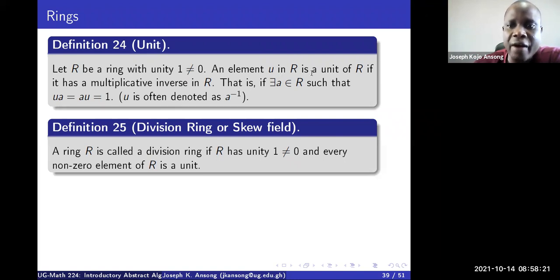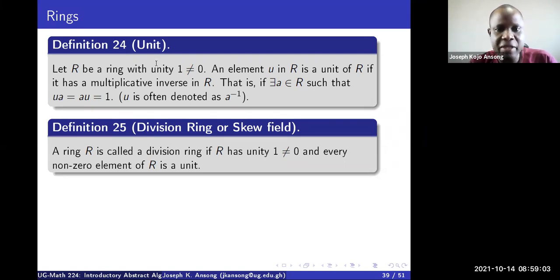An element U in R is a unit of R if it has a multiplicative inverse in R. So every non-zero element with a multiplicative inverse is called a unit. Don't confuse unit with unity. Unity has to do with the identity element, but the unit has to do with a multiplicative inverse. That's the difference between them. Don't know who introduced these terms. They can be confusing, but keep that in mind. The unit is different from unity. Unity is the multiplicative identity, whilst a unit is a non-zero element that has a multiplicative inverse.